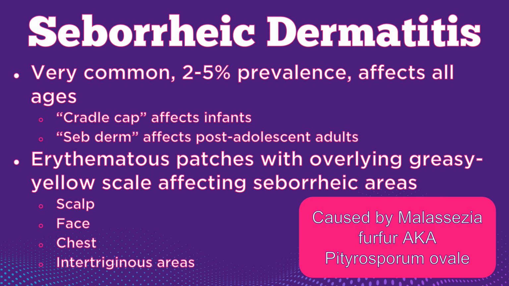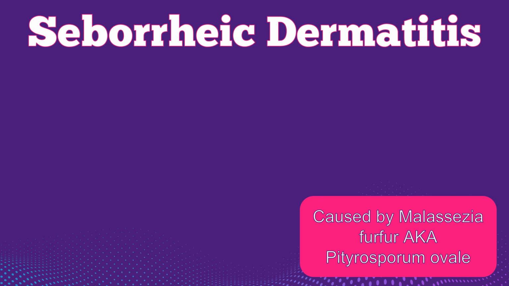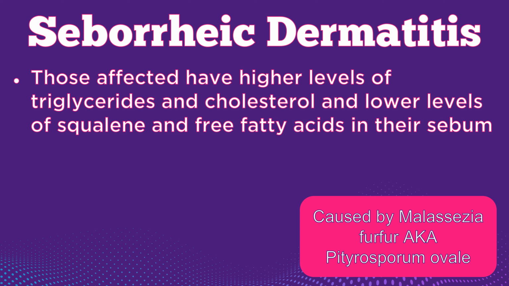Seb Derm is caused by a lipophilic commensal yeast called Malassezia furfur, which is spelled Malassezia furfur, also known as Pityrosporum ovale. It lives on everyone's skin but loves to grow on these oily, rich areas. So it makes sense that Seb Derm shows up in these sebum-rich areas and actually used to be cultured in olive oil. Some people are more susceptible to Malassezia furfur, which is likely due to the composition of that patient's oils on their skin. People with Seb Derm have higher levels of triglycerides and cholesterol, and low levels of squalene and free fatty acids in their sebum.